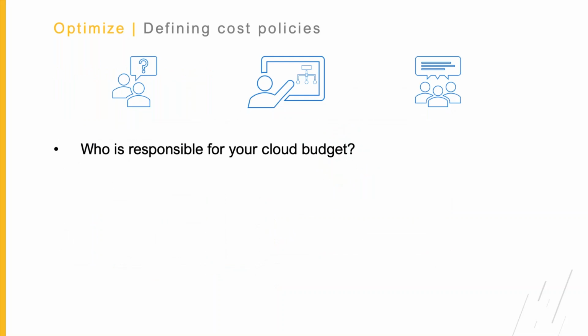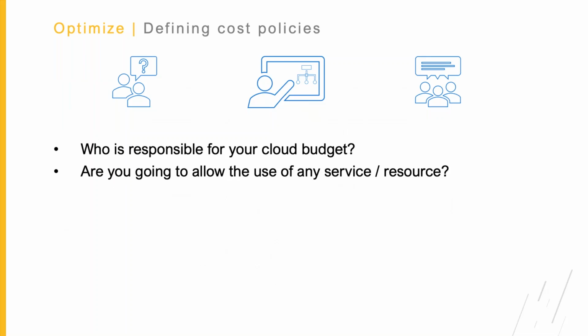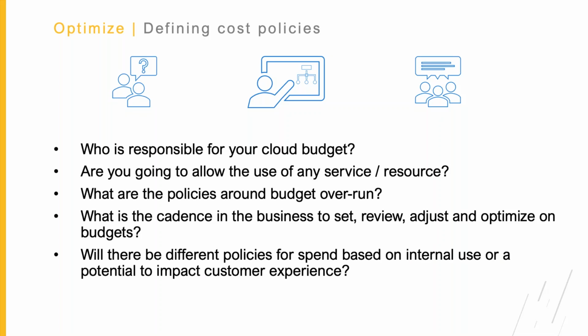But just like the cost management portals, AWS also has the ability for policies to allow the cloud spend to be kept in check by firstly limiting what can be deployed. Before these policies can be created or proposed, you first need to answer a few questions. Based upon these, the policies can be developed, in line with your governance and your cloud teams to ensure the right balance is found. Who's responsible for the cloud budget? Are you going to allow the use of any service or resource? Will there be different policies for spend based upon internal use or a potential impact to the customer experience?